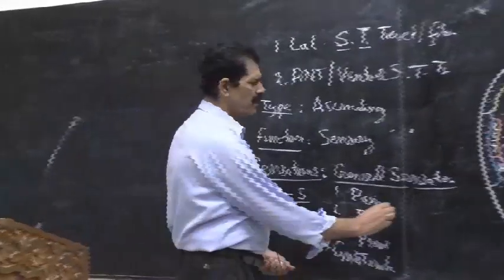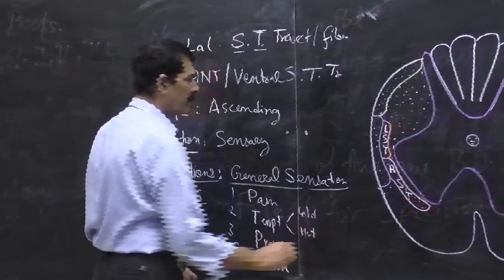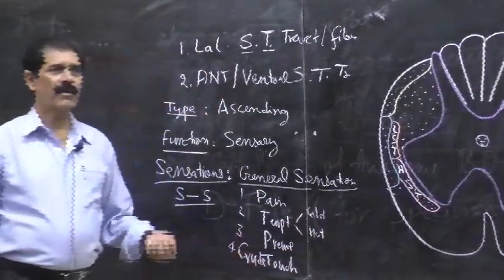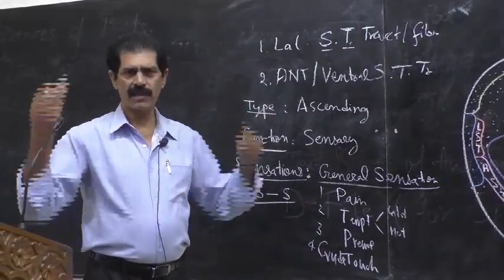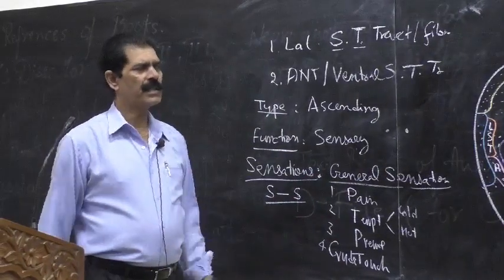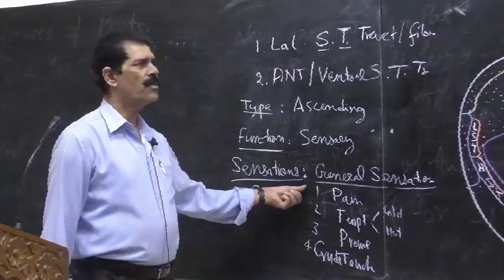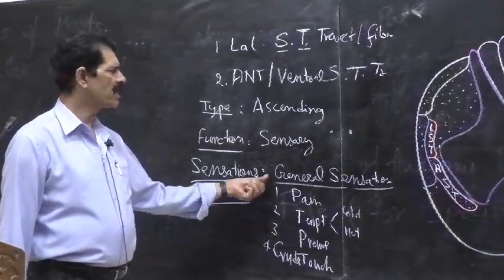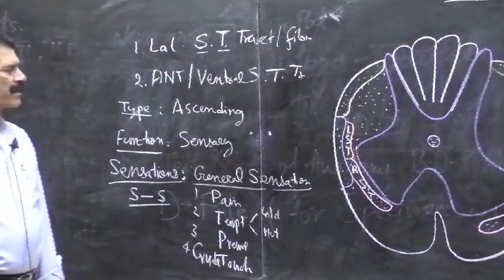Temperature means cold and hot. Whenever there is cold, we feel the cold; our skin feels it. When there is summer and hot air, our skin feels it. So these are the general sensations present in the dermis of the skin. These are the four modalities of the general sensations which are picked by the spinothalamic tract.